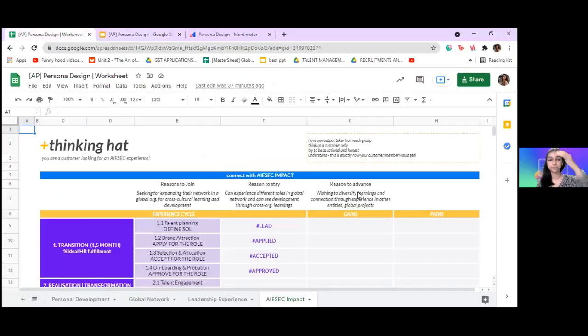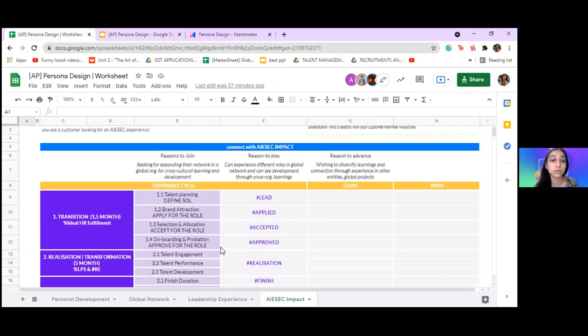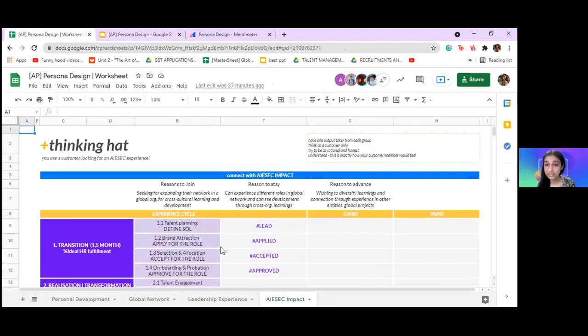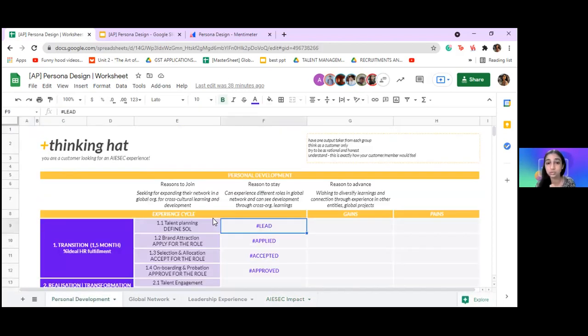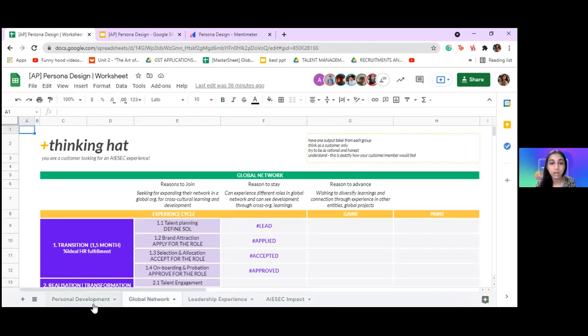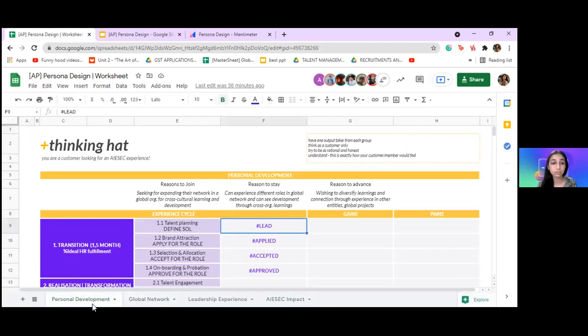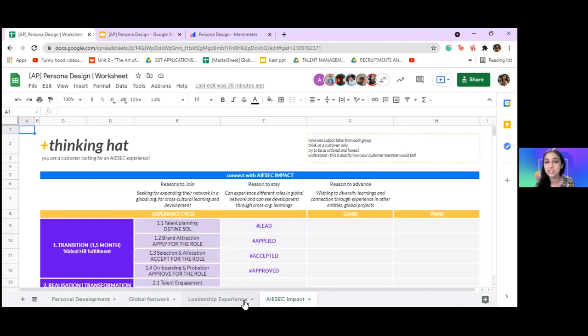All right, so here we are. This space is going to be a thinking hat. For the next 15 minutes, like I said, you are not going to be an ISECer. You are a customer whom ISEC is eventually going to recruit. Right now, based on the reason that you like the most, that you think would appeal the most to a customer, go to that tab. So I have 4 tabs here. First one is personal development, second is global network, third is leadership experience, and fourth is ISEC impact. Go to the tab that appeals the most to you.